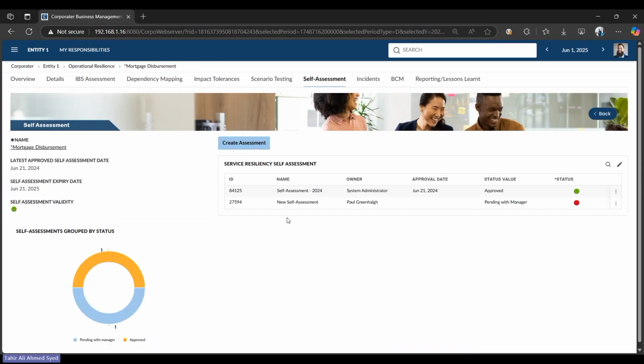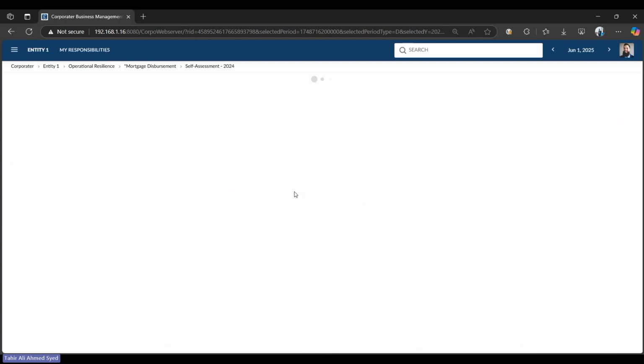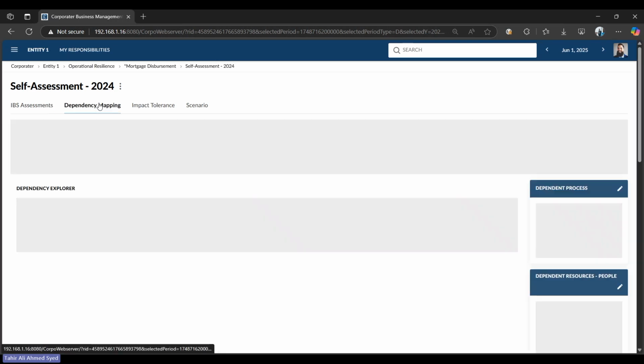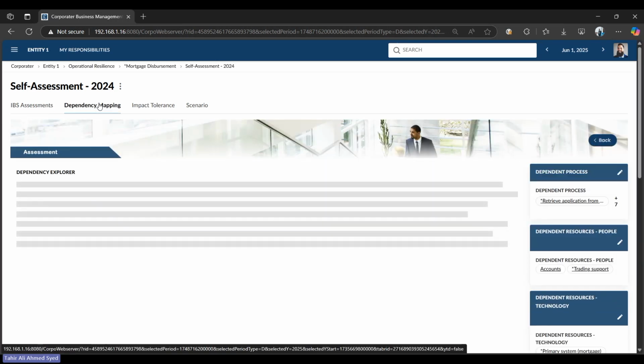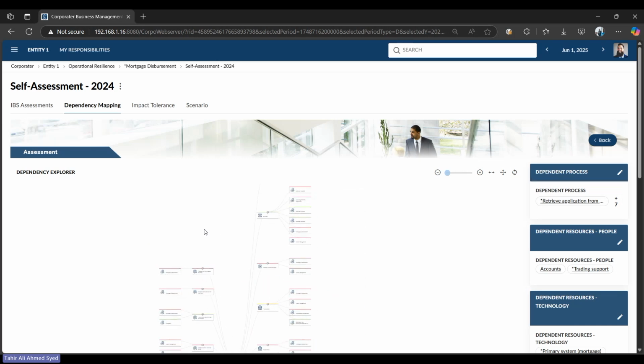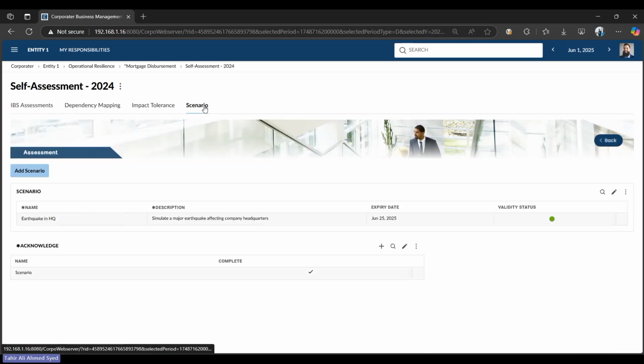Now, this could be done by the owner of the department or the service, where every year the system creates these self-assessments automatically, allowing them to go through all the details of that particular service, make sure that the dependencies are up to date, and make sure that the impact tolerances captured by the respective service owner are accurate. And if it requires any update, of course, they can update it from the screen. Make sure that if there are any new scenarios that need to be tested as part of the current year, they can include those scenarios as well.